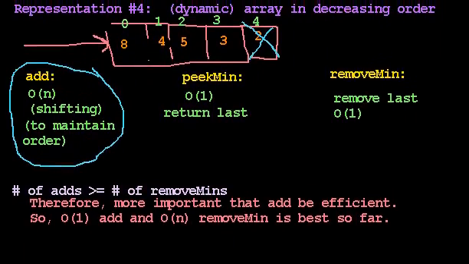I should point out that we might find ourselves in a situation where we have lots of time to do the adds. The adds happen all up front, but the remove mins happen at mission critical moments during space shuttle launch or something like that, in which case maybe we do prefer this way, representation 4, where adding is slow, but we can remove the min nice and quickly. But if we're concerned that we're probably going to add more than remove min, we should probably stick with representation 2. So far that's the winning representation.